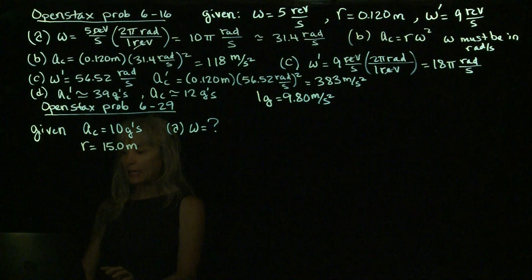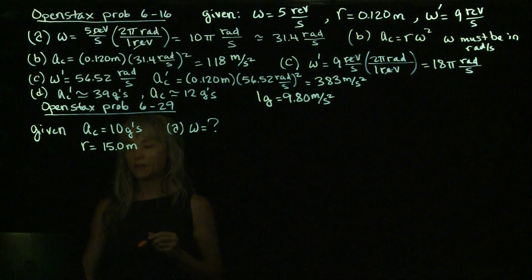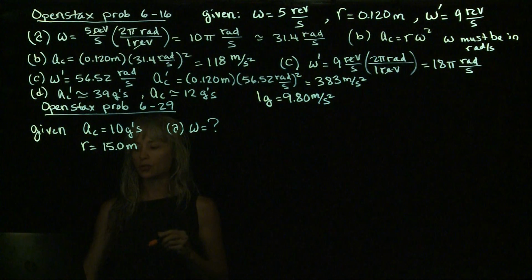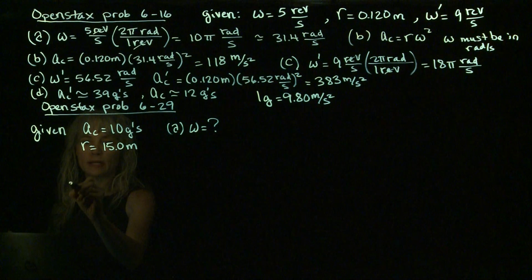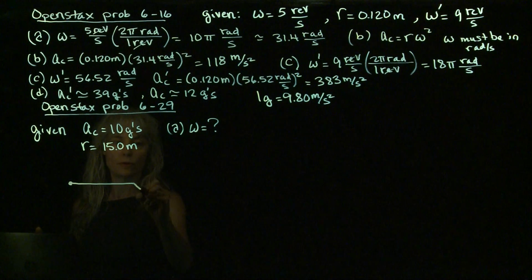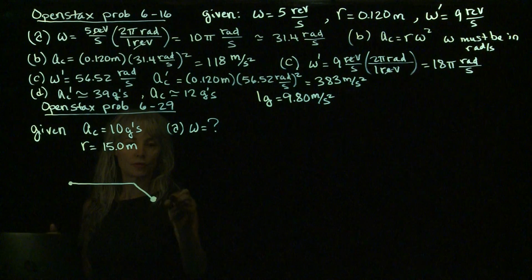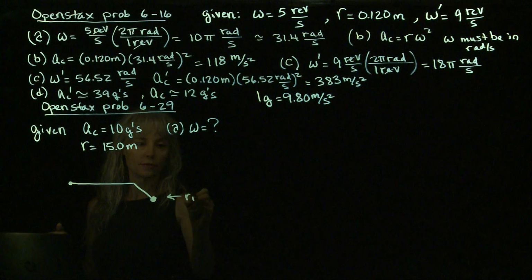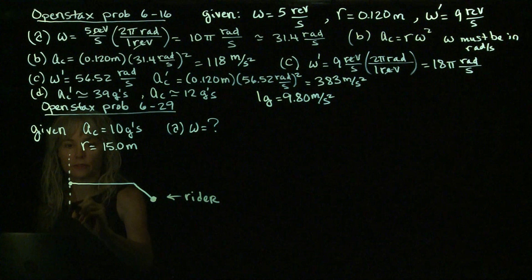And then in B, it says the rider's cage hangs on a pivot at the end of an arm allowed to swing out during the rotation. If you look in your textbook, you'll see the picture. So let's say here's the axis of rotation. Here's the arm that's allowed to swing out, and now here's the rider. So that is the rider. Okay, this is the axis of rotation.